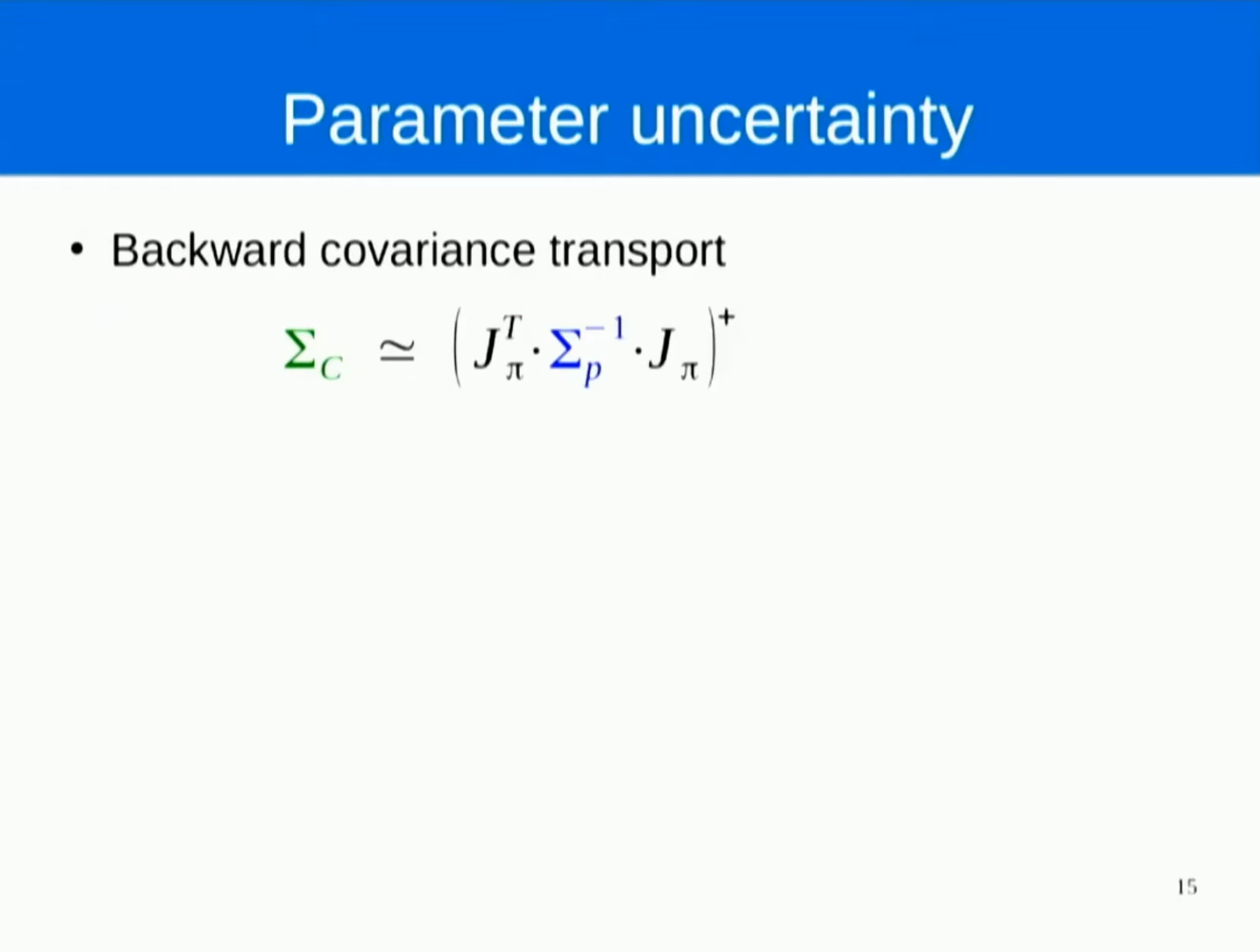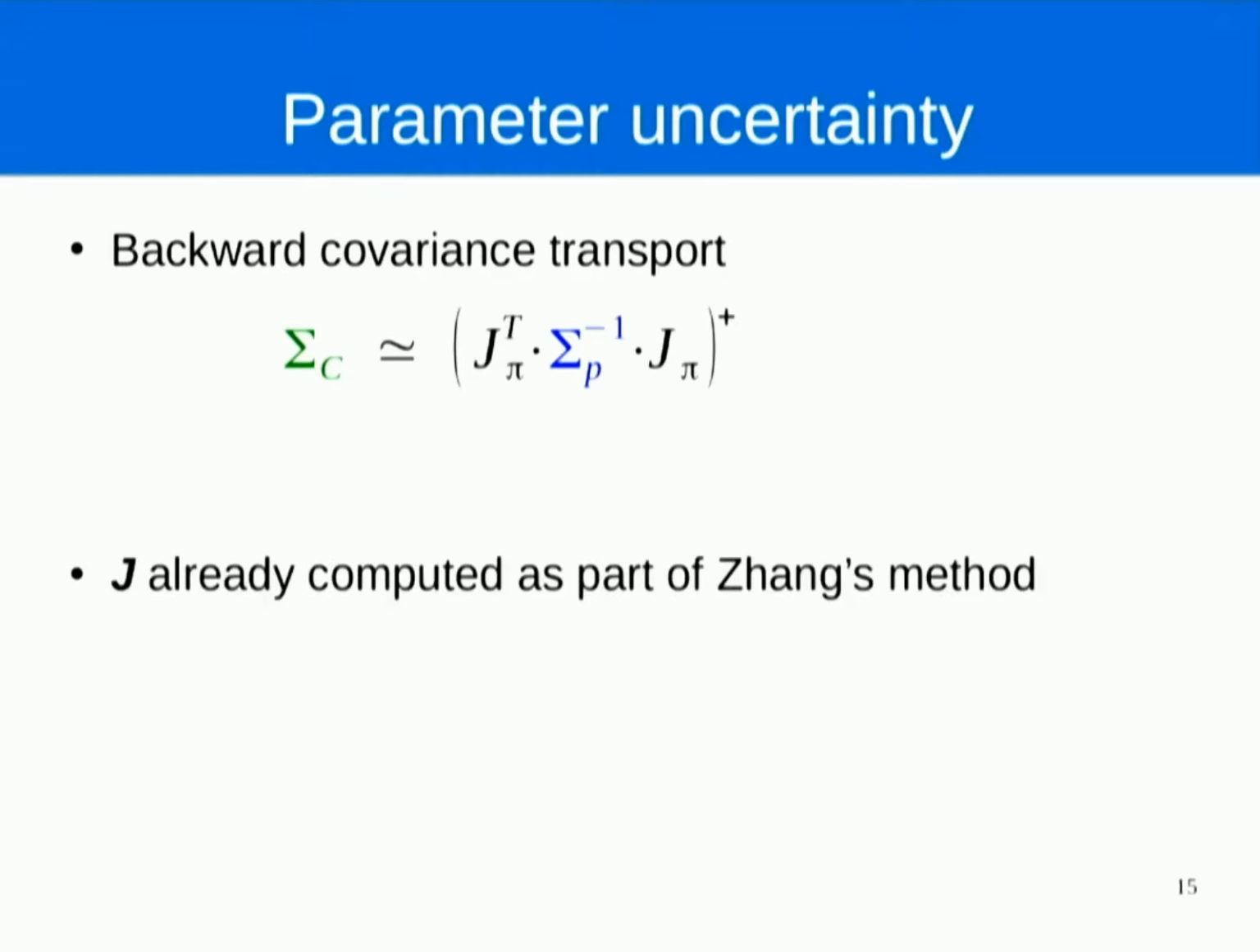For this, we want to measure the parameter uncertainty. To do so, we employ backward covariance transport. Without going too much into detail, it works by assuming some uncertainty on our input data, which are the pixel positions, and it's colored blue here. Then by applying the Jacobian of the projection function, we arrive at the uncertainty of our parameters, the covariance matrix for the projection parameters. A note here is that the Jacobian is already computed as part of Zhang's method for the nonlinear optimization, so we get it for free.